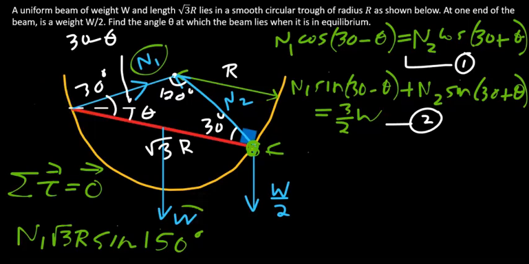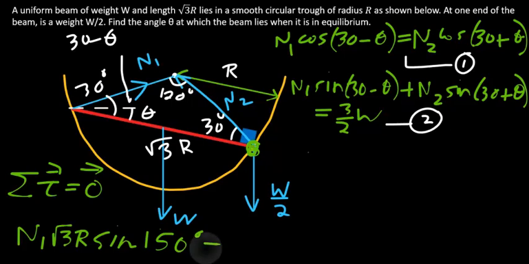The next contribution is w. We know w is downward. The y component of n1 is upward. So the torque created by these two forces will be opposite. n1 will tend to rotate the beam this way, and w would tend to rotate the beam that way, about that axis. So they should sum up to 0.